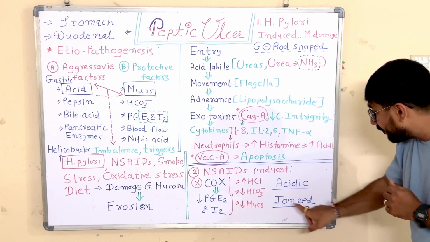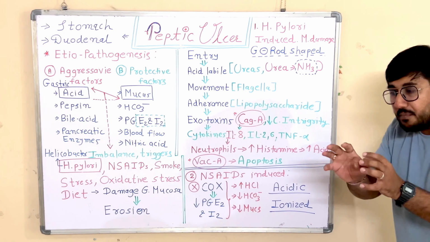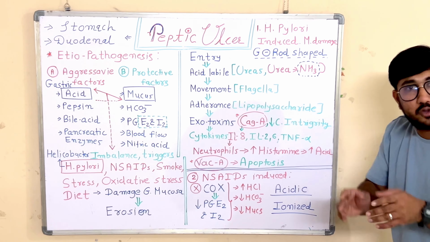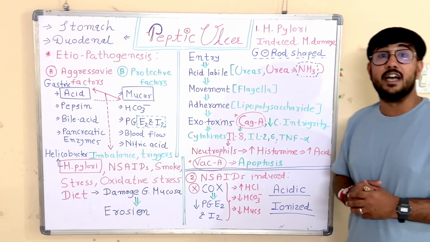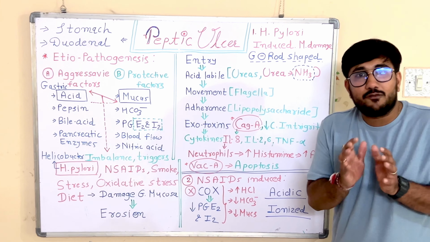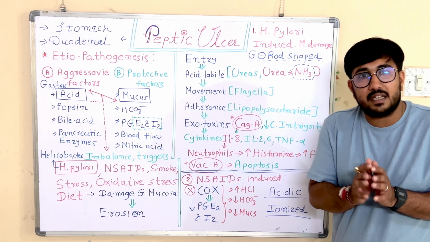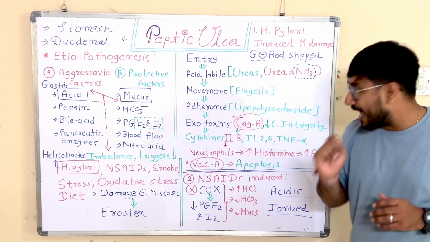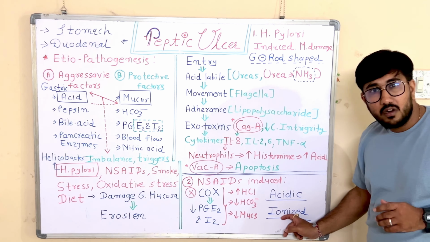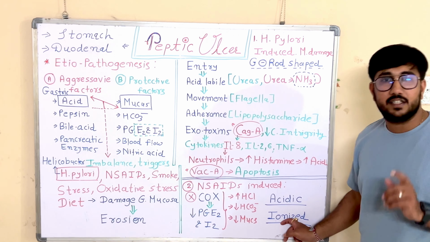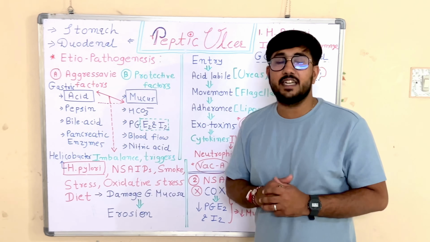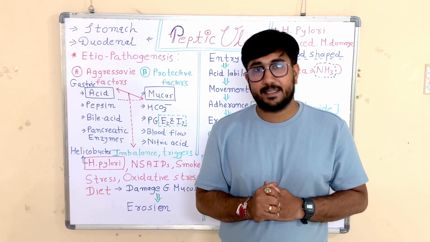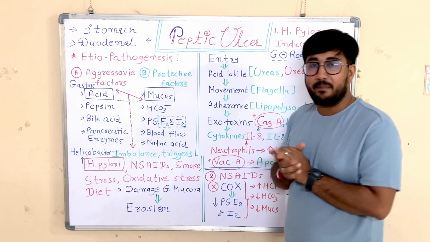And on top of that, when NSAIDs come to the level of the gastric mucosa and go for absorption, they convert into an ionized form. And the ionized form of these drugs is also responsible for increasing the acidity, and it is directly toxic towards the gastric mucosa, and through this mechanism also the damage to the stomach as well as the duodenum takes place. So this is all about the peptic ulcer.